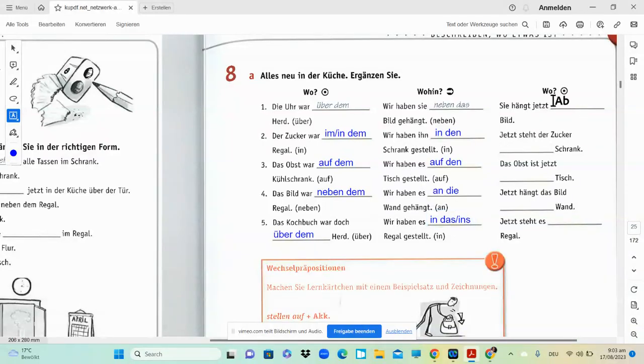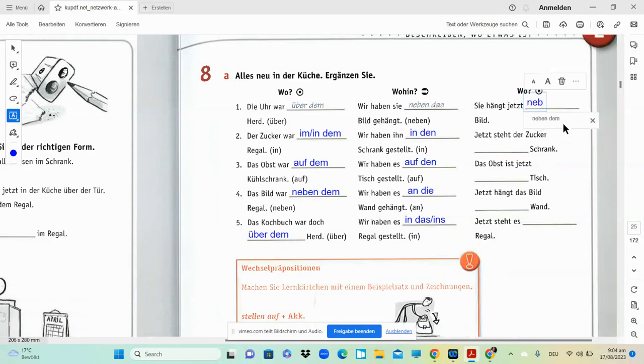It is very easy. Okay, now again, since it's wo and since it says it has to be dative, sie hängt jetzt. What will be the answer? She has hanged it now neben dem. Okay, neben dem. Okay, jetzt steht der Zucker.